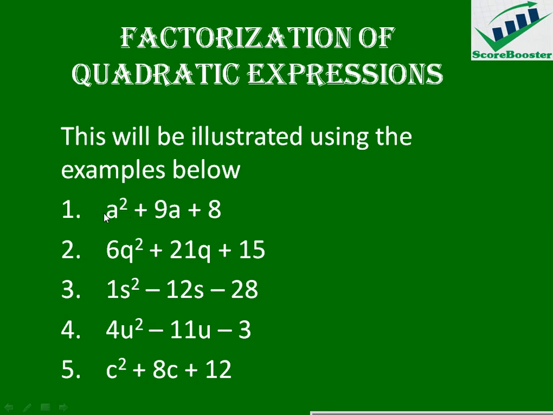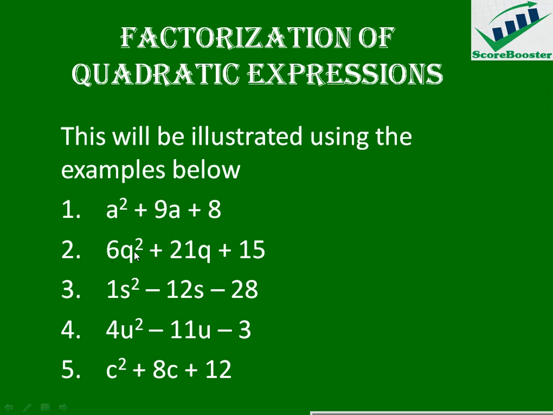Now to find our a, b, c, like we have in the general quadratic expression, our a is the coefficient of a squared, our b is the coefficient of a, and our c is the constant term. Our a here is 1, our b is 9, and our c is 8. I hope that is understood.